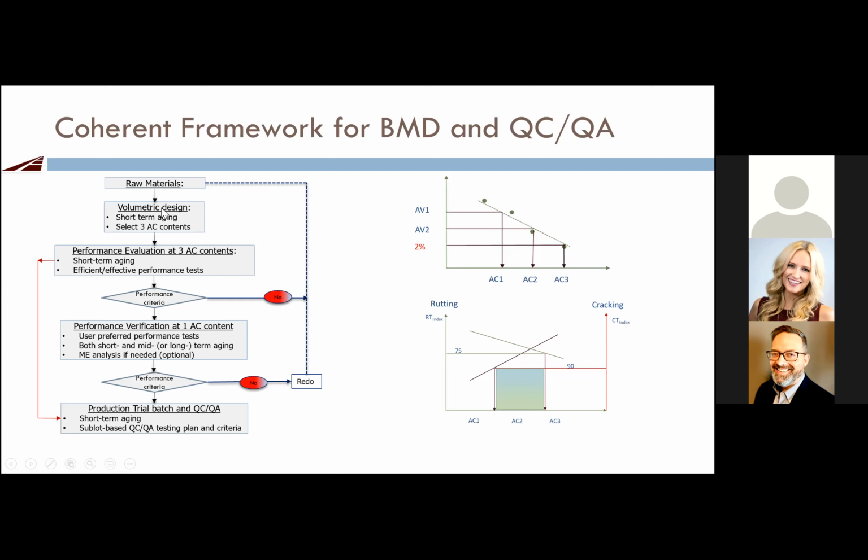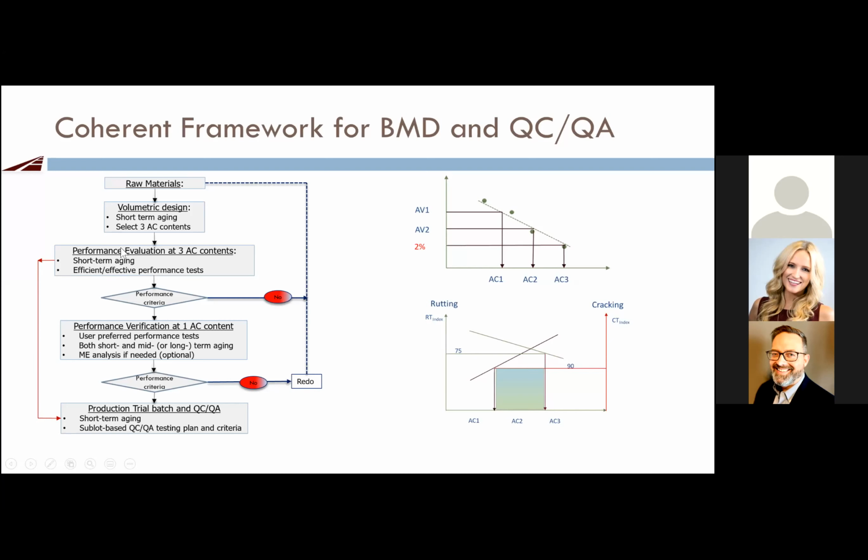That's what we say from volumetric design, you get 3 asphalt contents. Then you move to performance evaluation with these 3 asphalt contents. Again, this is for short-term aging. We're just trying to find a very efficient and also effective performance test because we are dealing with multiple asphalt contents. We don't want tests that take very long, so we want a very efficient, effective test. And this same performance test is going to be used for the QC/QA. So that's how they connect performance evaluation with the production.